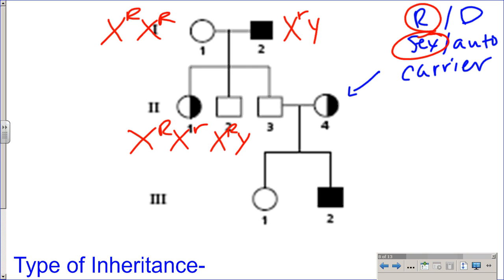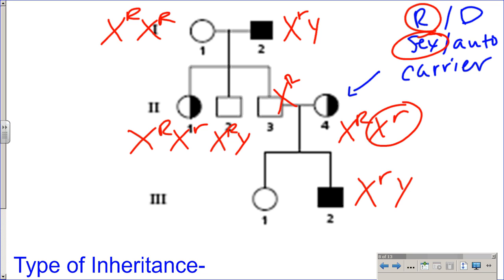All right, so then go over here. What is her genotype? X capital R, X lowercase r, and then what's his genotype? X lowercase r and Y. So where did he get the lowercase r from? From his dad. No, his mom, because his dad, which is here, has what genotype? X capital R and Y. And he got the Y from his dad, because guys get Ys from dad.